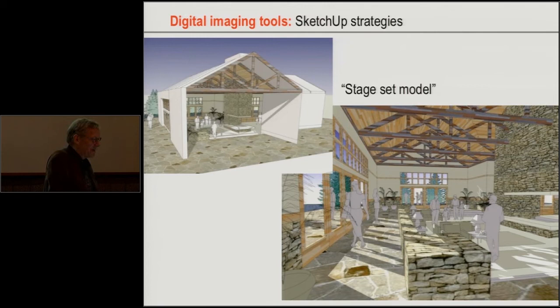Think of it in terms of three levels. One of them is a stage set level. Build only what you're going to see. In this case, I wanted to show the inside of this room, so I just built a model of the inside of the room. There's nothing else there. It's a stage set model, just like you would build if you were designing a movie set. Just enough that's going to be filmed and nothing else.